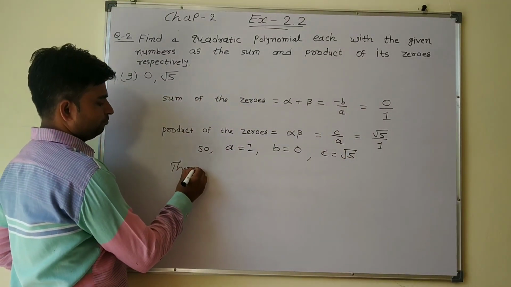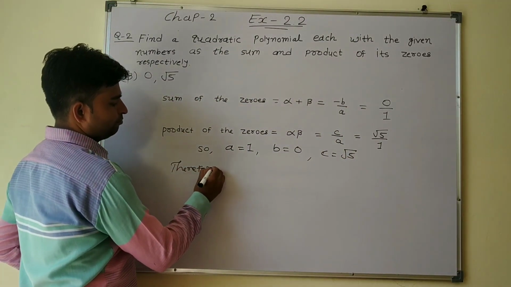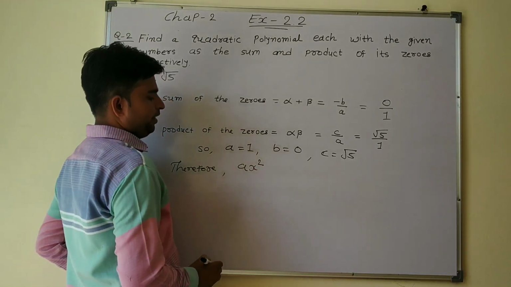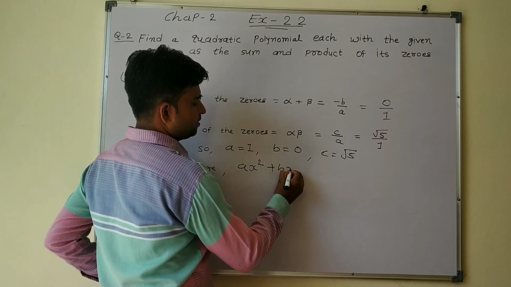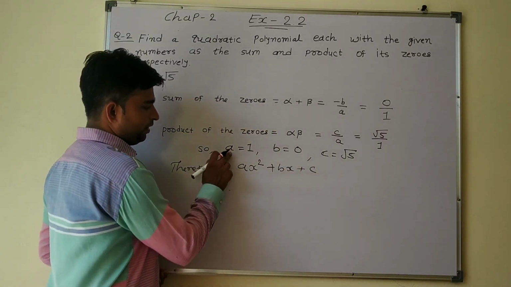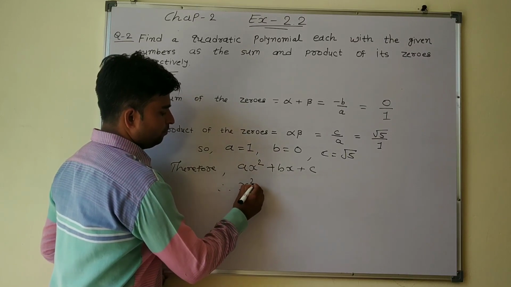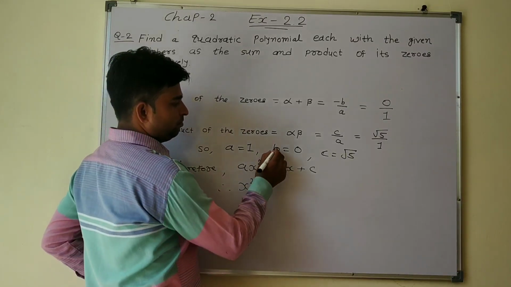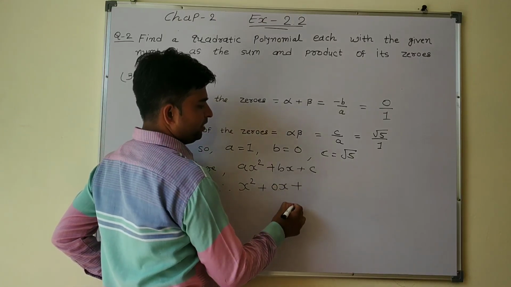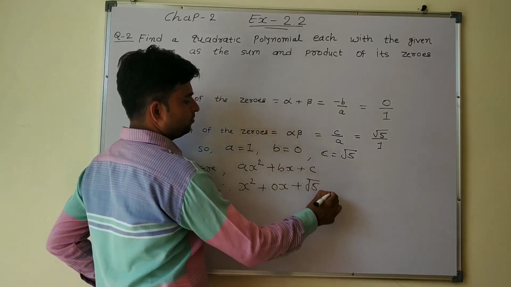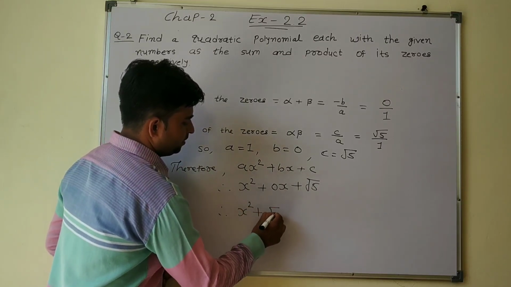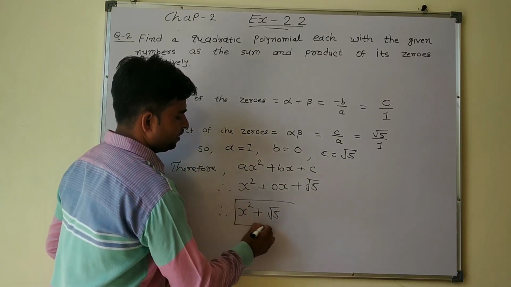Therefore, the quadratic polynomial ax square plus bx plus c. Now put the value of a, b, c. A is 1, so it becomes 1x square. B is 0, so 0x plus c, under root 5. Therefore, x square plus under root 5. This is the final answer.